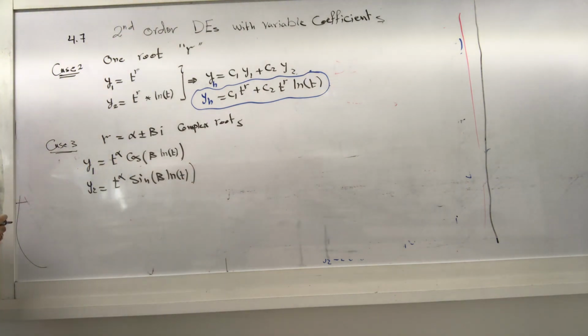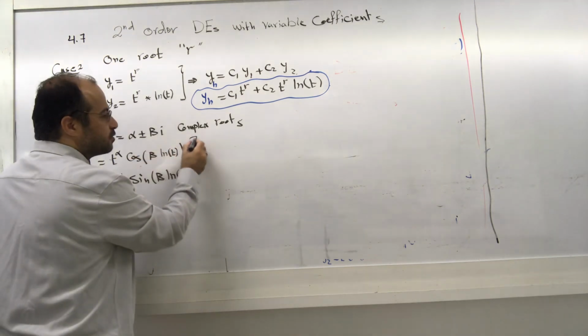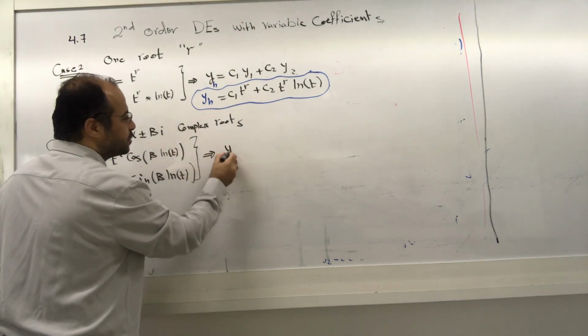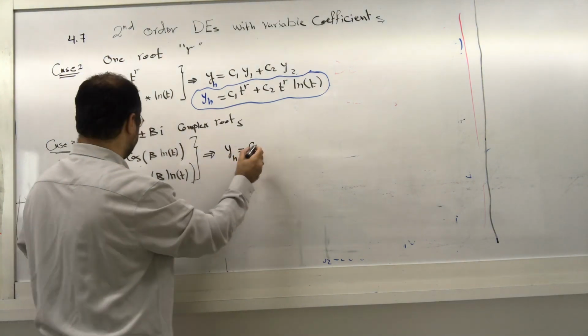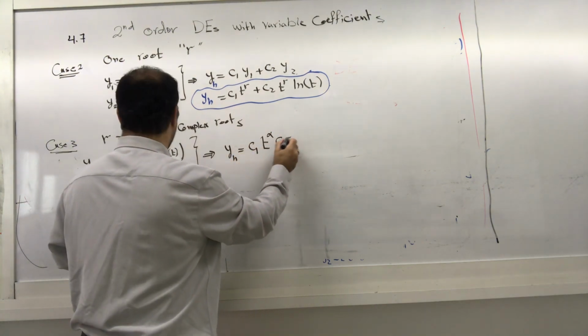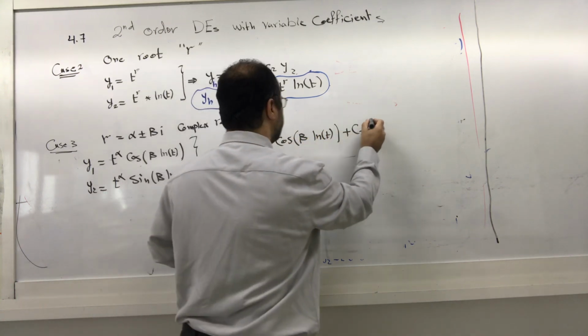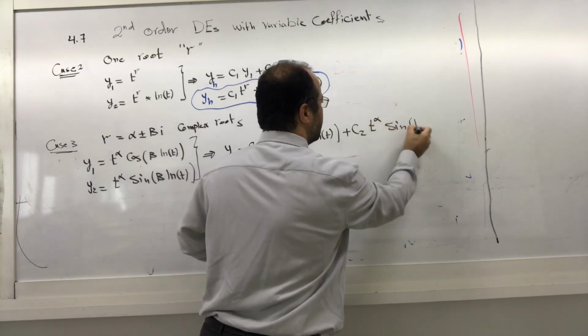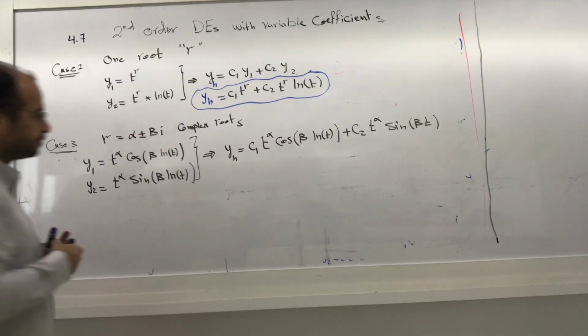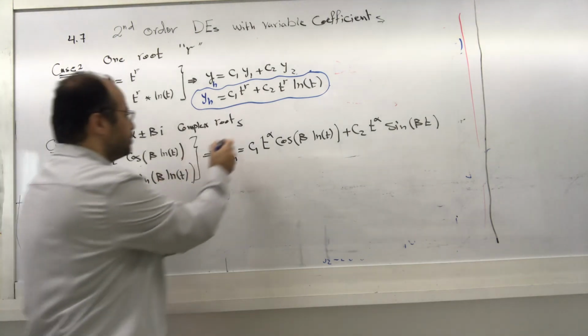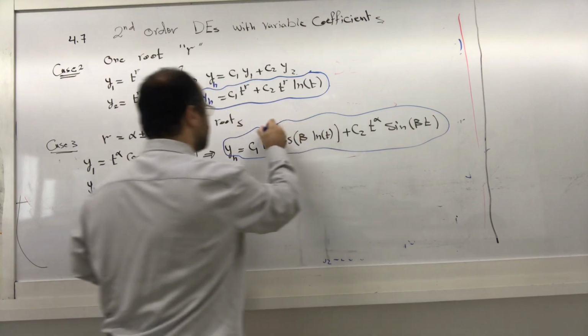Again, this is coming from Euler's equation for complex numbers that we can discuss later. You can contact me if you have any question about this solution. From this, you can combine the two solutions to get y homogeneous. It is c1 t power alpha cosine beta ln of t plus c2 t power alpha sine beta ln of t. Now we are done with the homogeneous solutions.